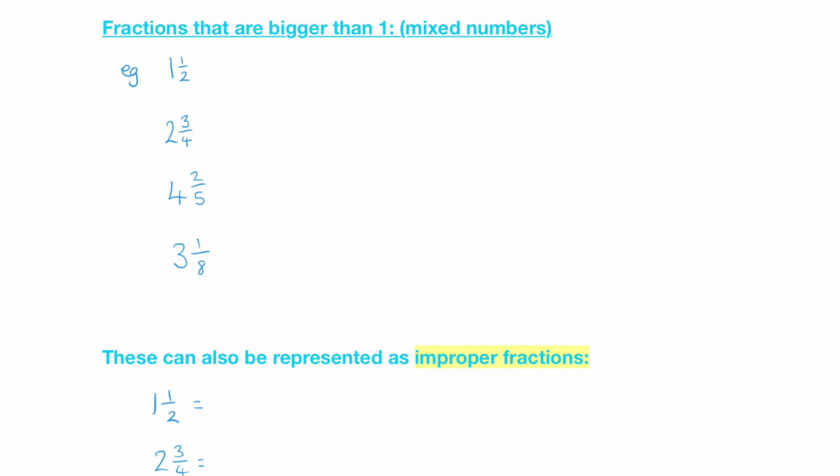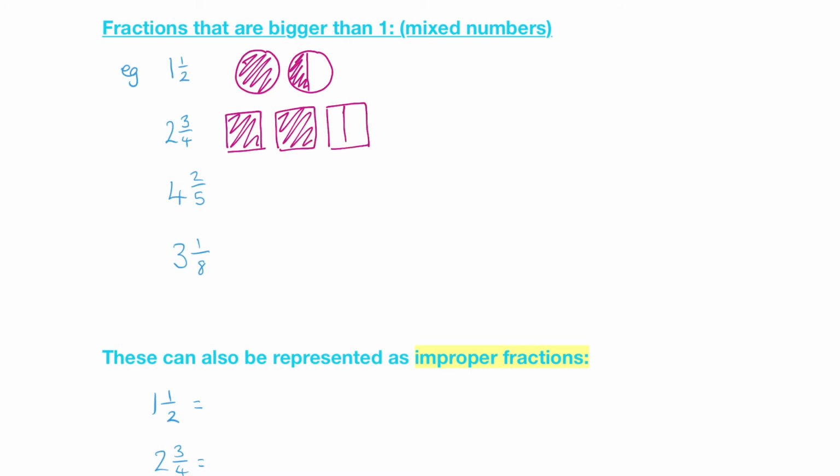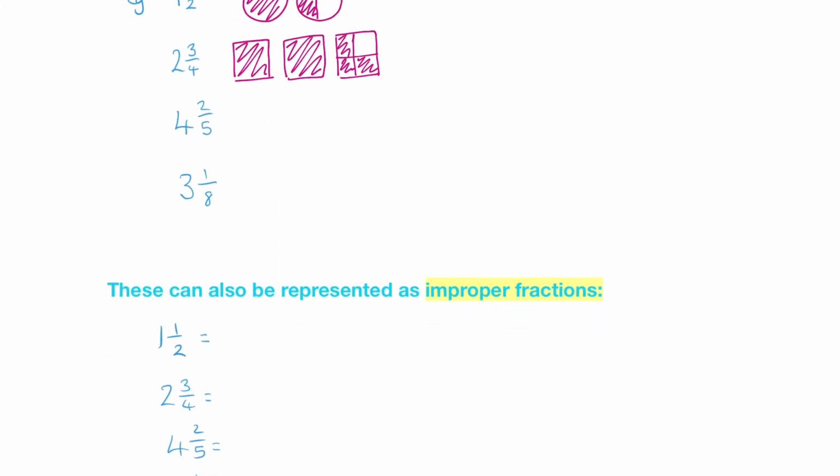So we're going to have a think about what these look like. Okay, so 1 1/2 means 1 whole one and a half. So 1 1/2 looks like that. 2 3/4, let's go back. So we're going to have 2 whole ones, and 3/4. Remember, 3/4 means we split into 4 and choose 3 of them. So 2 3/4 looks like that.